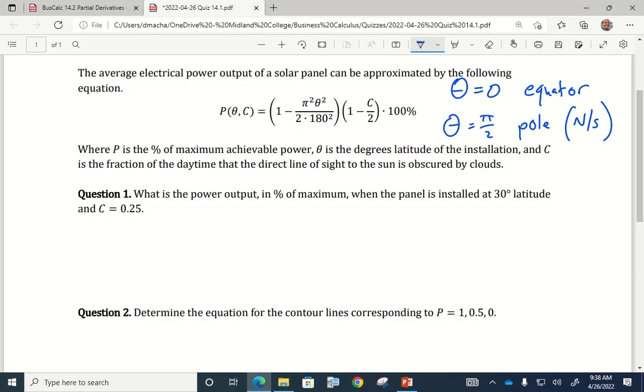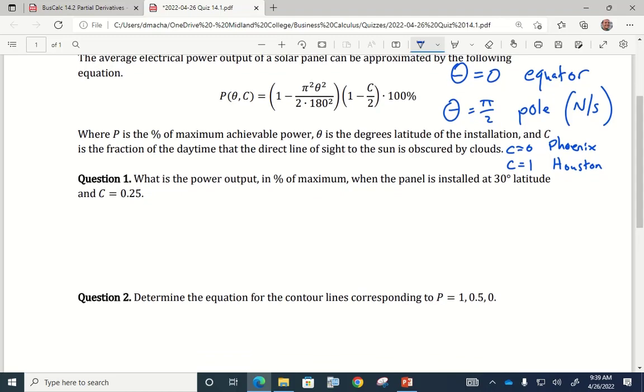And then we have another variable that we call capital C, and that's the fraction of the daytime that direct sunlight is obscured by clouds. So if you live in Arizona, like Flagstaff or Phoenix, you have no clouds ever, and so C would be 0 for Phoenix. But if you lived in Houston, C would be 1 because there's always clouds overhead in Houston.